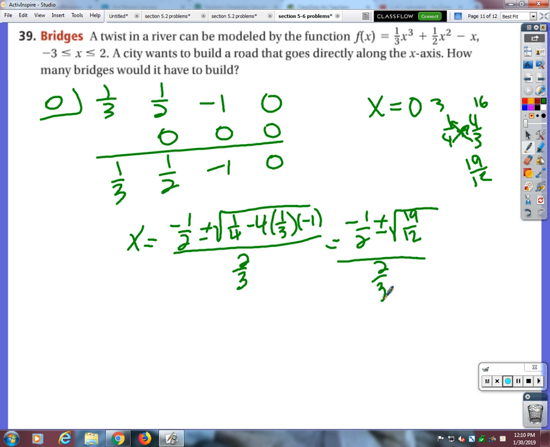Okay, so how many answers am I going to get from this? 2, because I've got a positive underneath the square root. They're going to be weird answers, so I don't want to mess with it. But that's okay. They don't want to know what the answers are. They just want to know how many bridges there will be. And so I believe that the answer is 3 bridges.